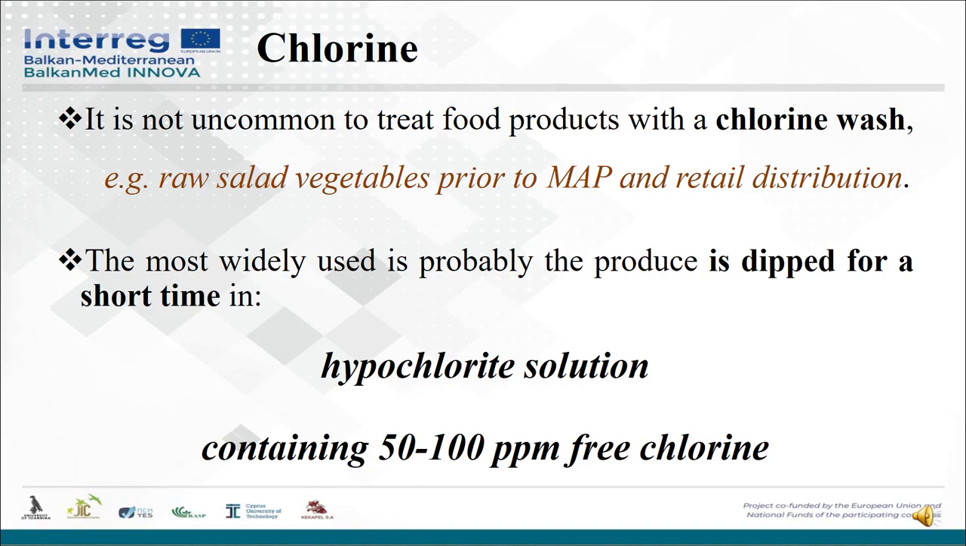Chlorine is another miscellaneous hurdle, and it is not uncommon to treat food products with a chlorine wash, for example raw salad vegetables prior to modified atmospheric packaging and retail distribution. The most widely used method is probably where the produce is dipped for a short time in a hypochlorite solution which contains 50 to 100 ppm free chlorine.